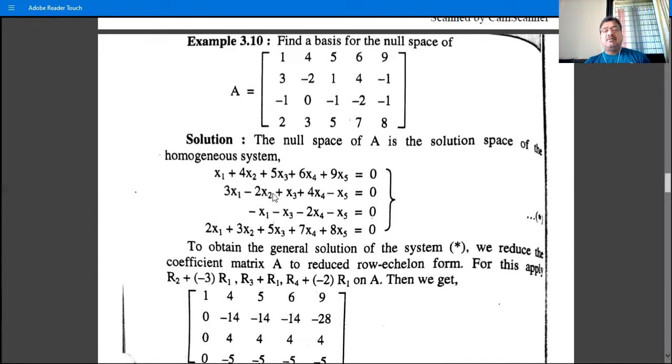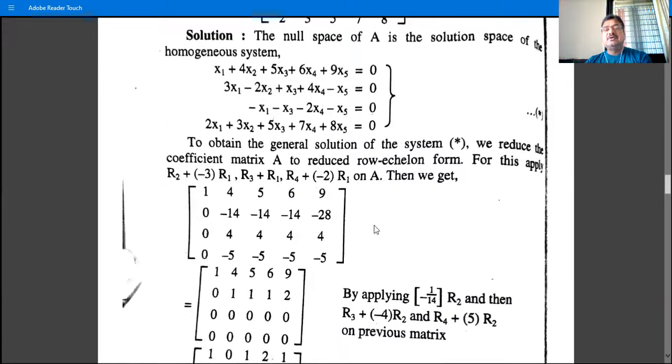If you write the system in equation form, then it is x1 + 4x2 + 5x3 + 6x4 + 9x5 = 0. Similarly, we have the second equation, 3x1 - 2x2 + x3 + 4x4 - x5 = 0. Similarly, the third equation and the fourth equation. So we have to find the solution space of this system.